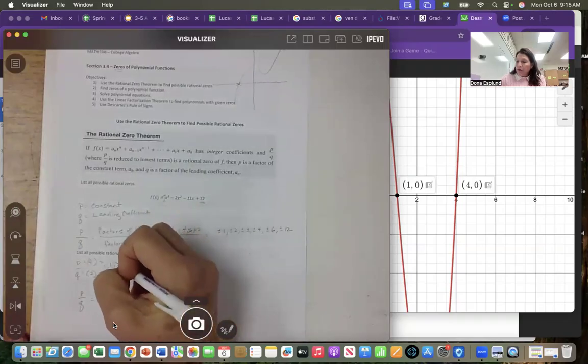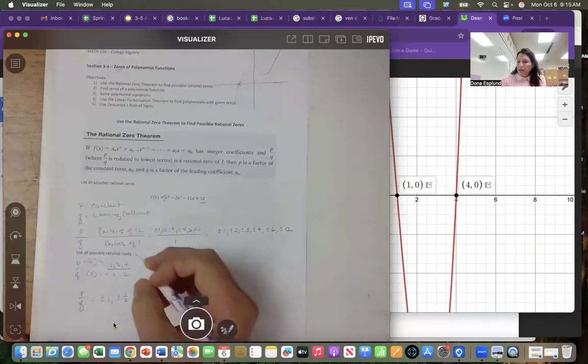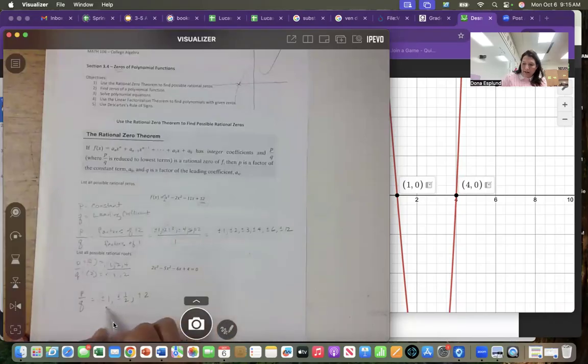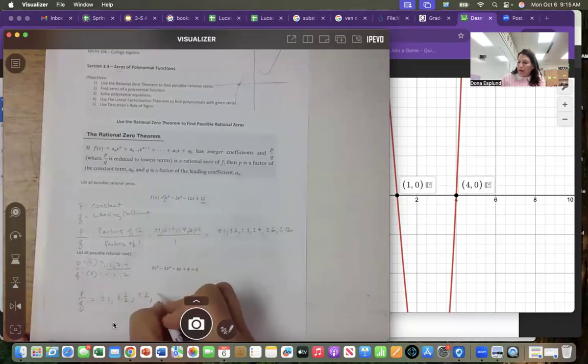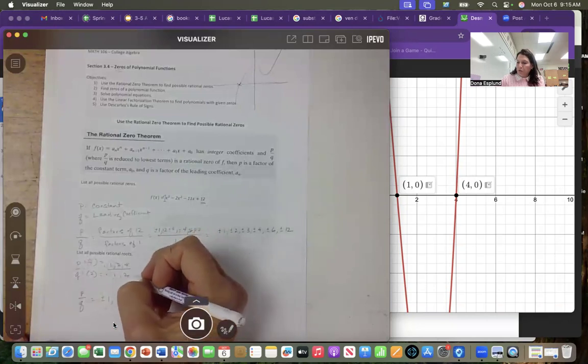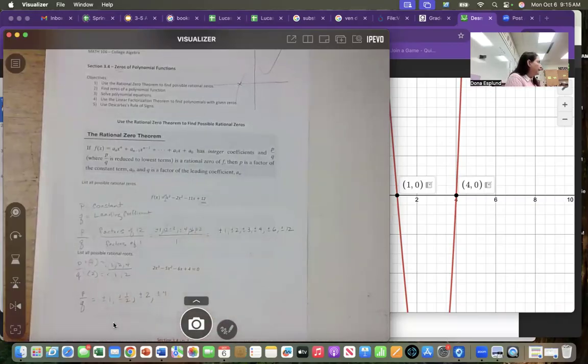Then I go to 2, and I'm going to go plus or minus 2 over 1, which is just 2. And then I have plus or minus 2 over 2, but 2 over 2 is just 1. Right, and so it's already written right here. Then I'm going to go to 4, so I have plus or minus 4 over 1. And then I also have plus or minus 4 over 2, and 4 over 2 is just going to be 2. So that would then be my list of possible rational roots.